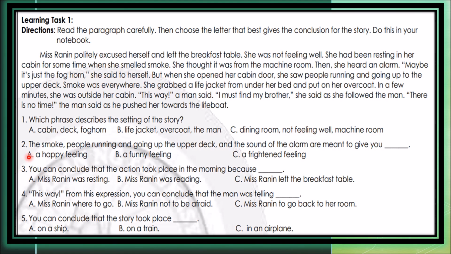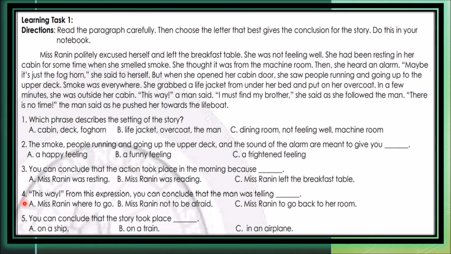Okay, number 2. The smoke, people running and going up the upper deck, and the sound of the alarm are meant to give you blank. A. A happy feeling. B. A funny feeling. C. A frightened feeling. Number 3. You can conclude that the action took place in the morning because A. Miss Runnin was resting. B. Miss Runnin was reading. C. Miss Runnin left the breakfast table.